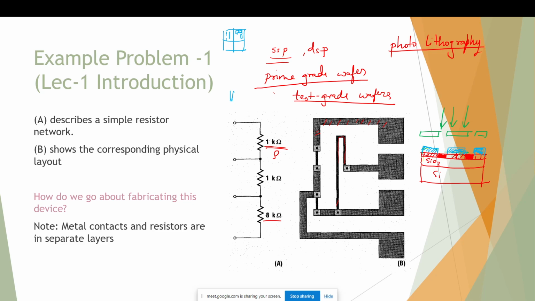That's it. Okay. So resistance is directly proportional to L by width into thickness. So the longer side of the wire which is curved is the 8 kilo ohm resistor, right? Thank you.